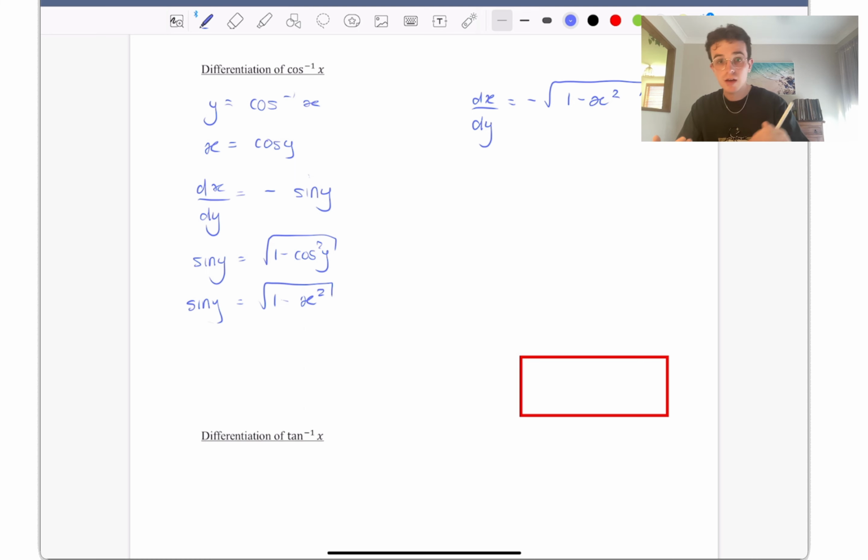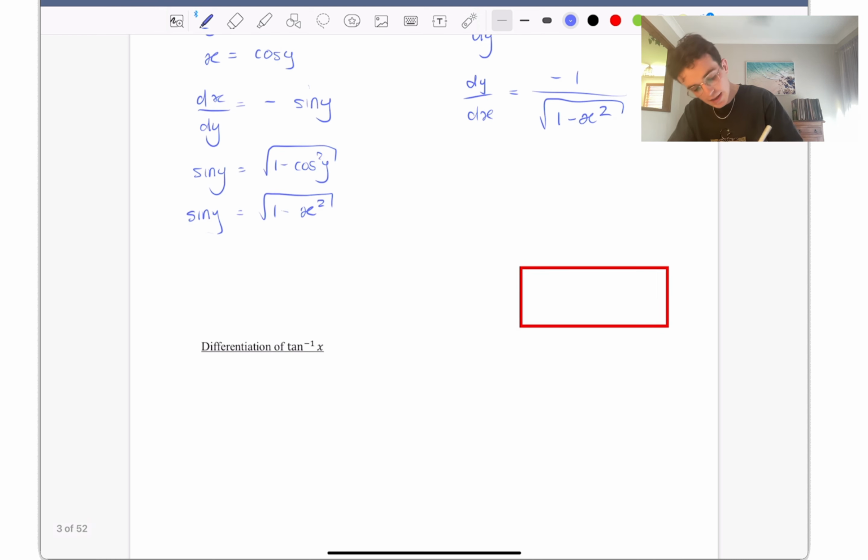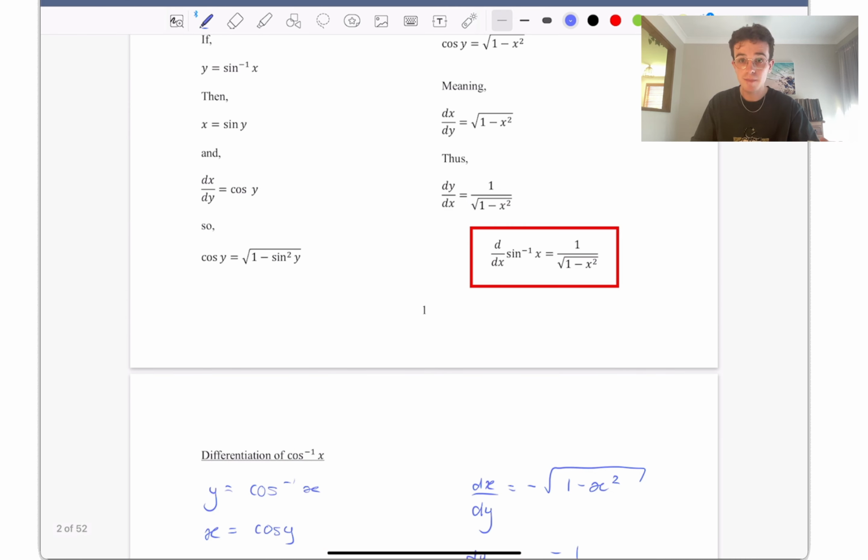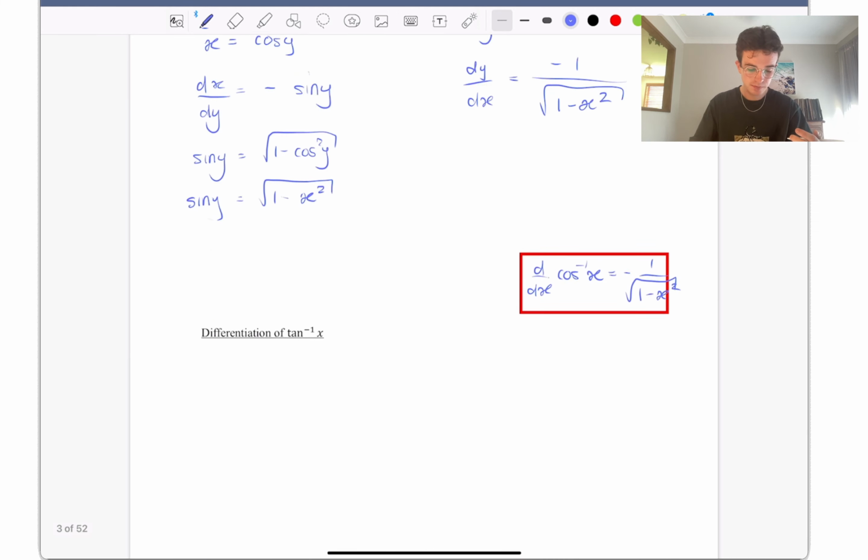In other words, we want to know dy/dx, we flip it upside down, so dy/dx is equal to minus 1 over the square root of 1 minus x squared. So there we go. d/dx of cos inverse of x is equal to minus 1 over the square root of 1 minus x squared. Now that's not really the opposite of what we saw, but it's just the negative of sine inverse of x. So the formulas are very, very similar. Cos inverse of x has just got a minus in front of it.